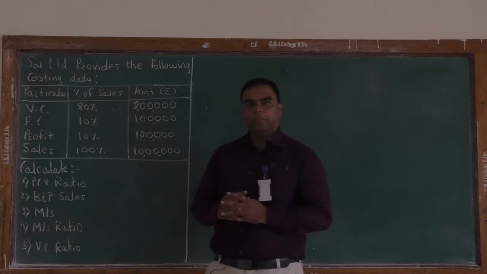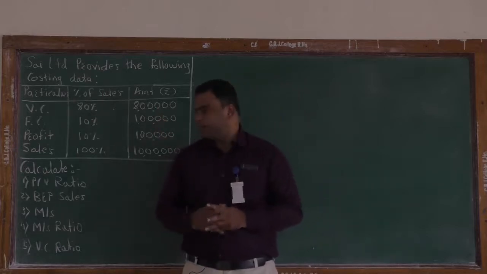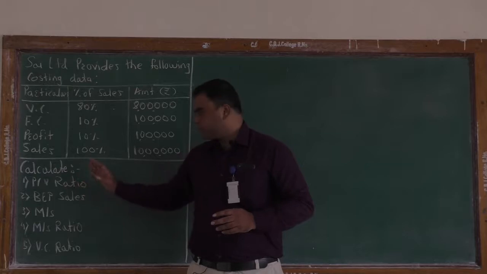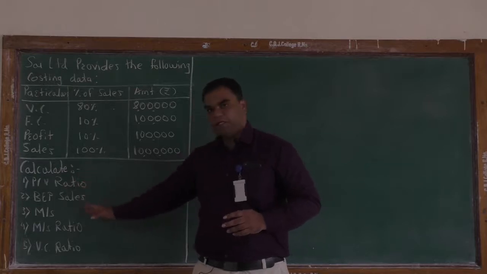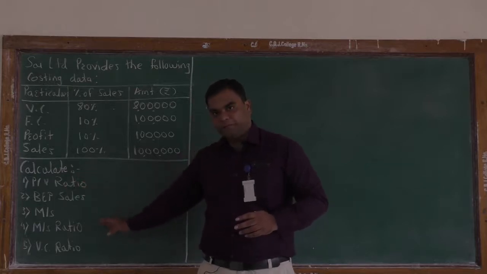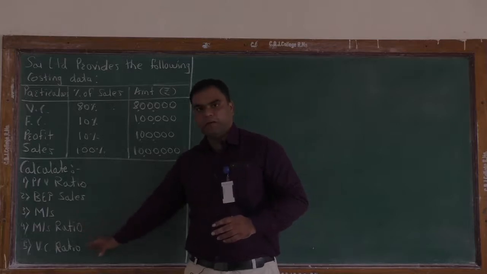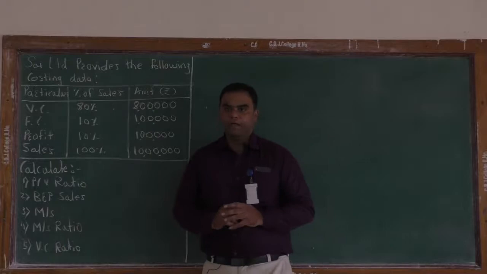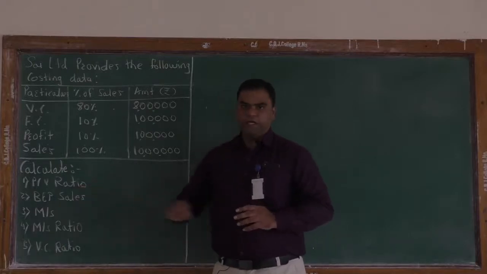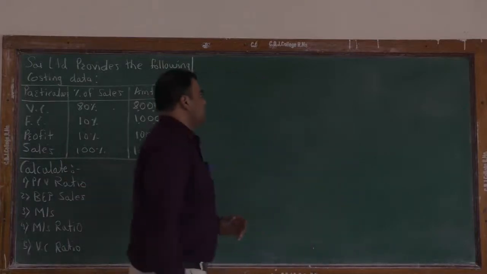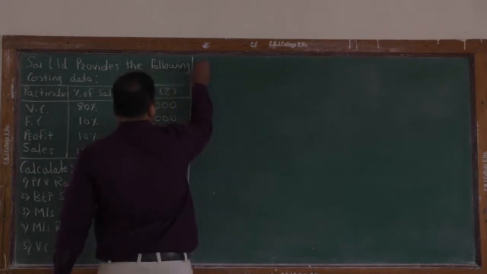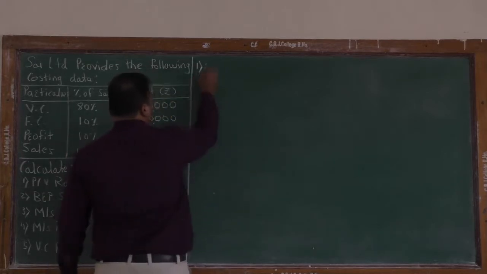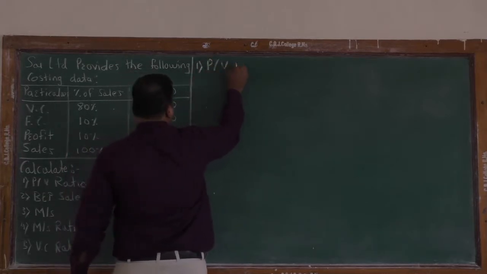With this data available, we are asked to calculate PV ratio, BEP sales, margin of safety ratio and variable cost ratio. So let's start calculating PV ratio. What is meant by PV ratio? PV stands for profit volume ratio.